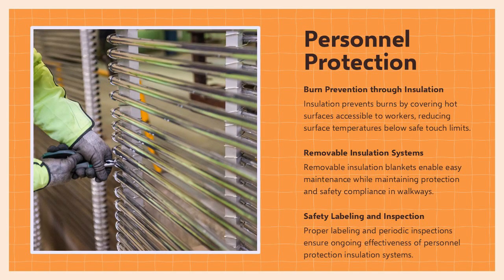Personnel protection insulation prevents burns from hot surfaces accessible to workers. This category uses thin layers of insulation or removable blankets on valves, flanges, and exposed piping in walkways. The goal is to keep surface temperatures below safe touch limits, typically under 60 degrees Celsius. Removable insulation systems allow easy maintenance access while ensuring safety compliance. Proper labeling and periodic inspection are essential to maintain effectiveness.